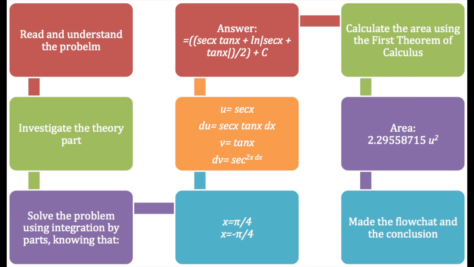Then the answer we got is secant of x tangent of x plus ln of secant of x plus tangent of x, all over 2, plus c. Then calculate the area using the first theorem of calculus, and the area is 2.2955871 units squared. Finally, make the flowchart and the conclusion.